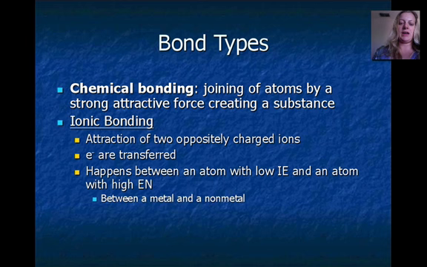This happens when an atom with low ionization energy and an atom with high ionization energy come in contact with each other. This is going to be between a metal and a non-metal. So if you remember, we said that the halogens often join with the alkali metals. So my example here is sodium, which is an alkali metal, and chlorine, which is a halogen.